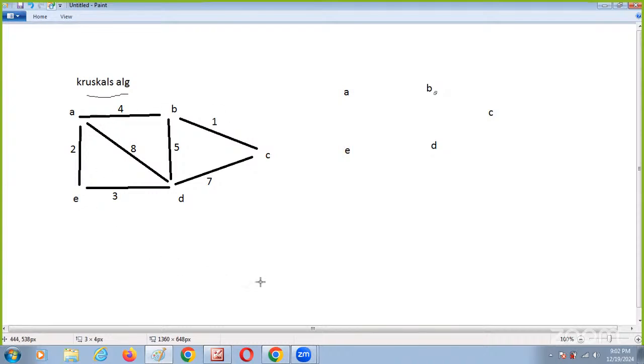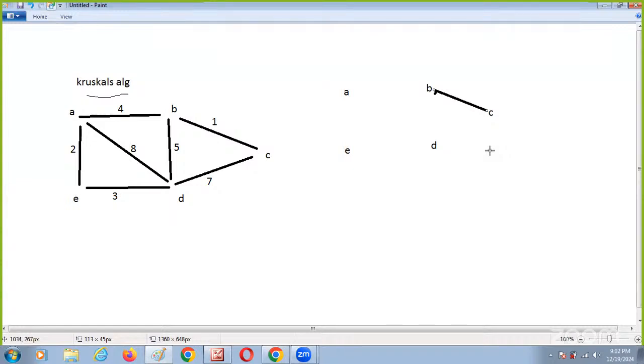Out of all this given graph, what's the least cost edge? Here, B to C. So you select the least cost edge, which is B to C. I will add the cost later. Okay, B to C is the one.